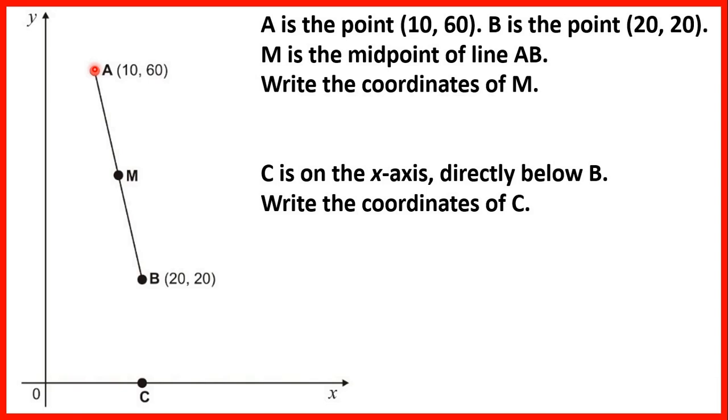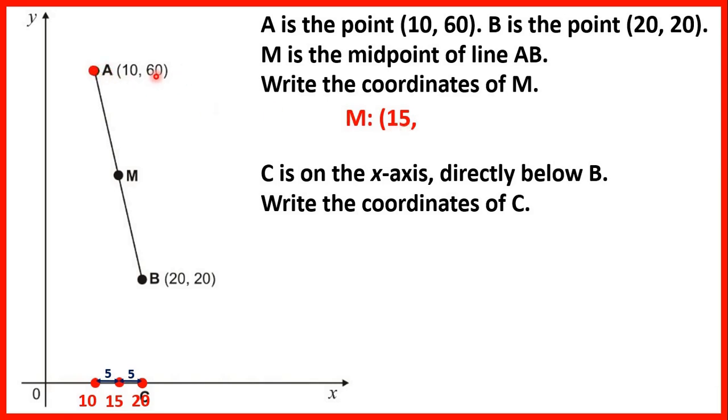So we know that point A has an x-coordinate of 10 and point B has an x-coordinate of 20. Because M is the midpoint, we need an x-coordinate that's right in the middle of 10 and 20. The number in the middle of 10 and 20 is 15, because then we have 5 on each side. So the x-coordinate of M is 15.